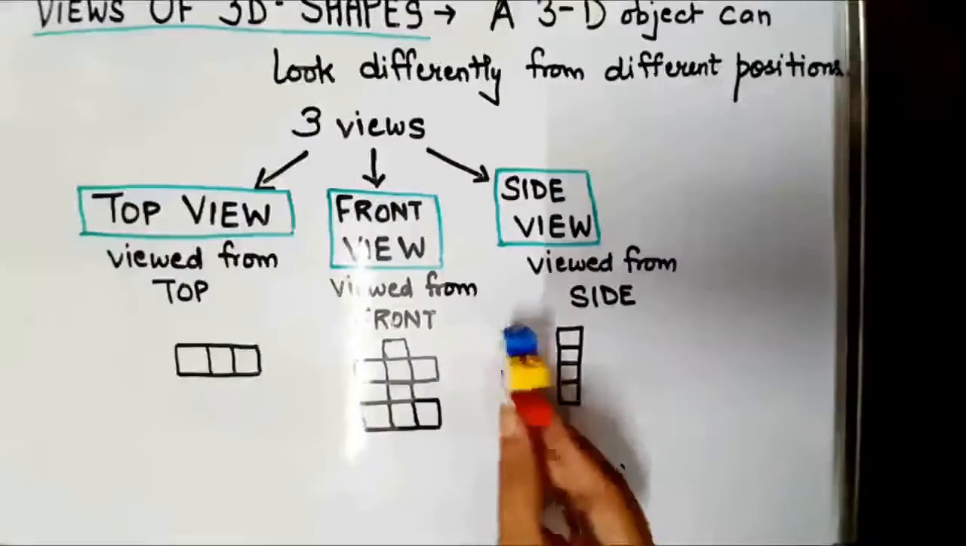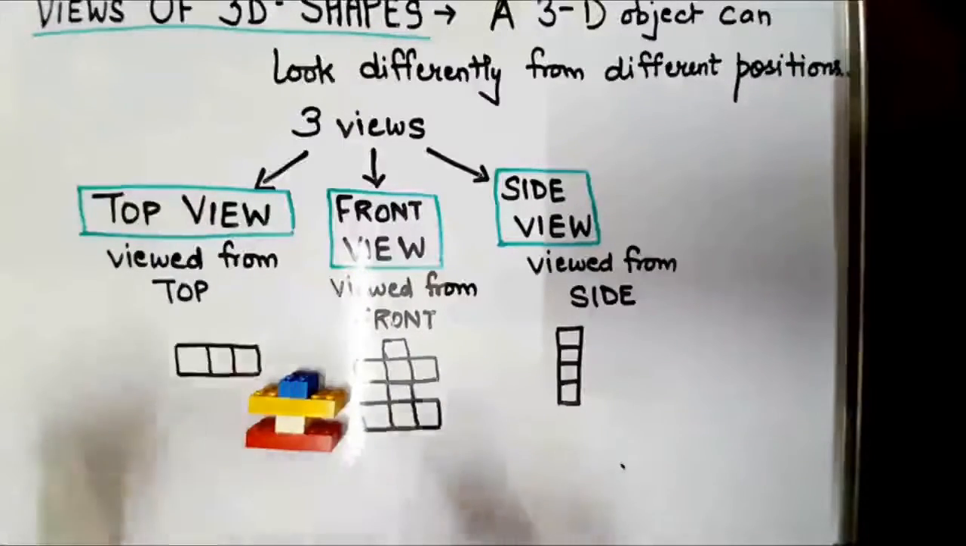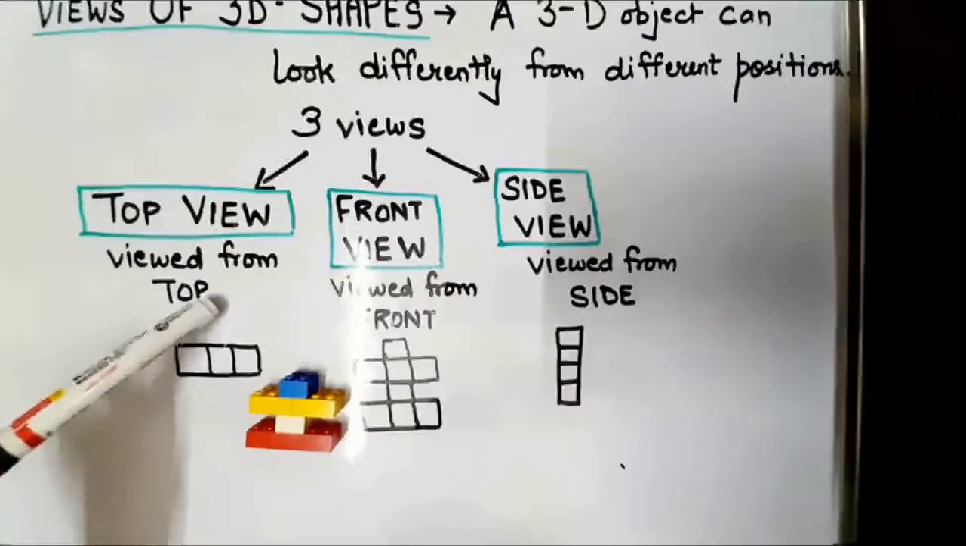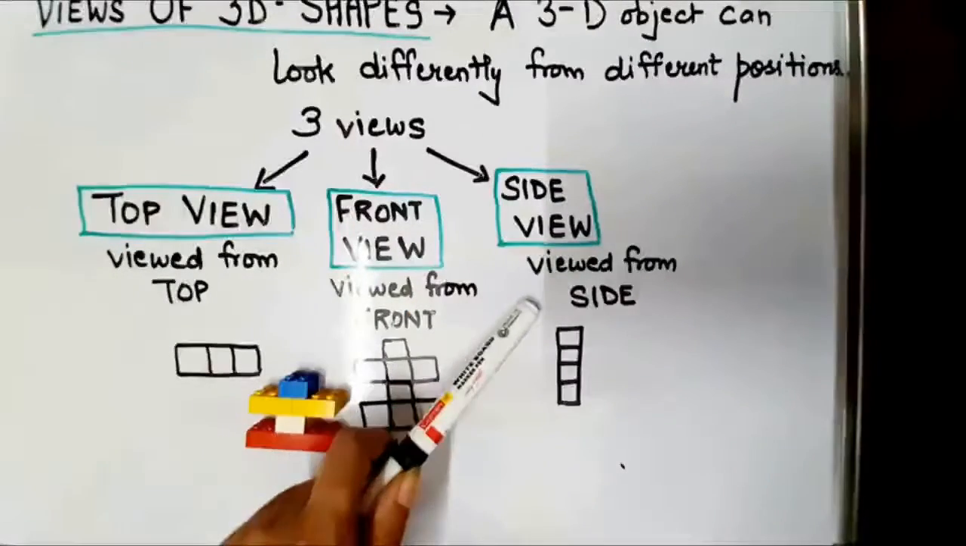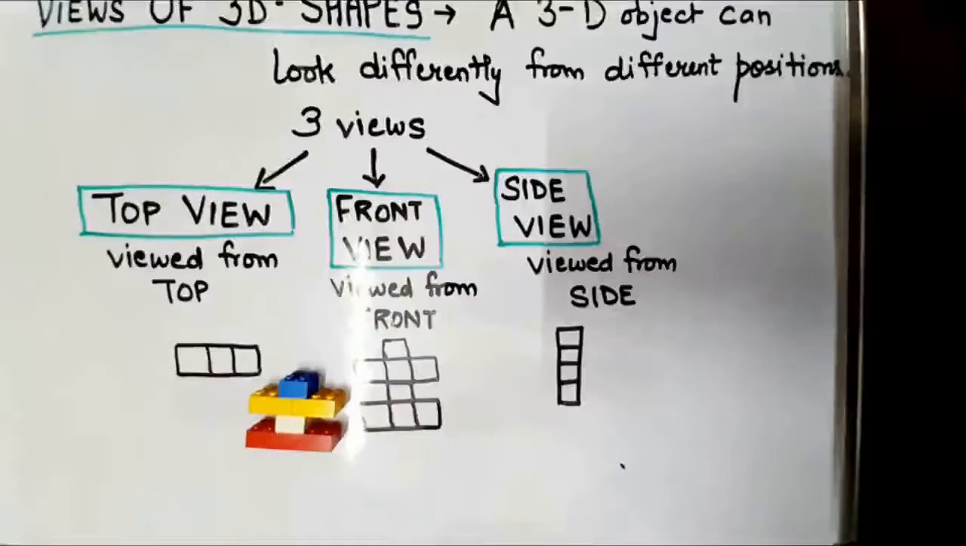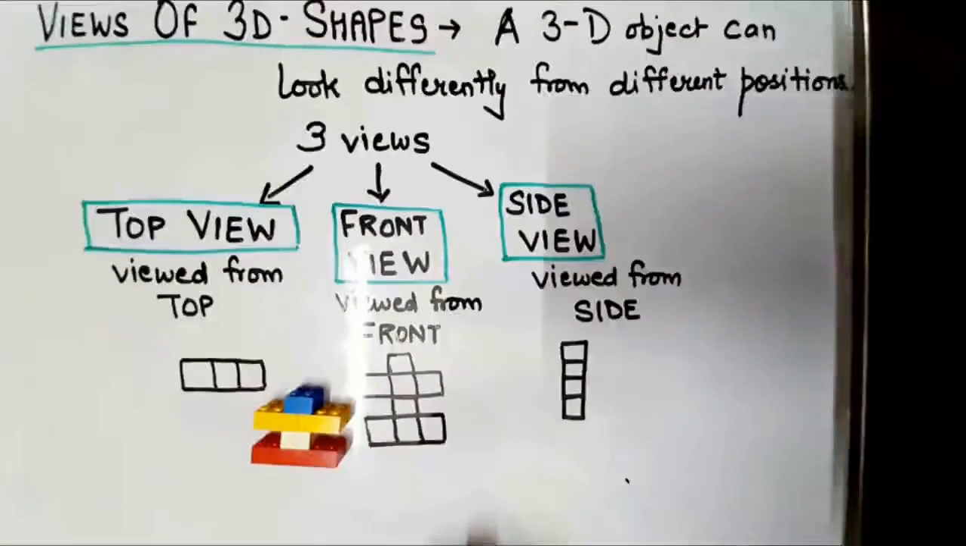Similarly, we can observe these three views for other 3D objects also. Top view whenever we view the object from the top, front view whenever we view the object from the front, and side view when we view the object from the side. So these are the three types of views which we are talking about whenever we see a 3D object.